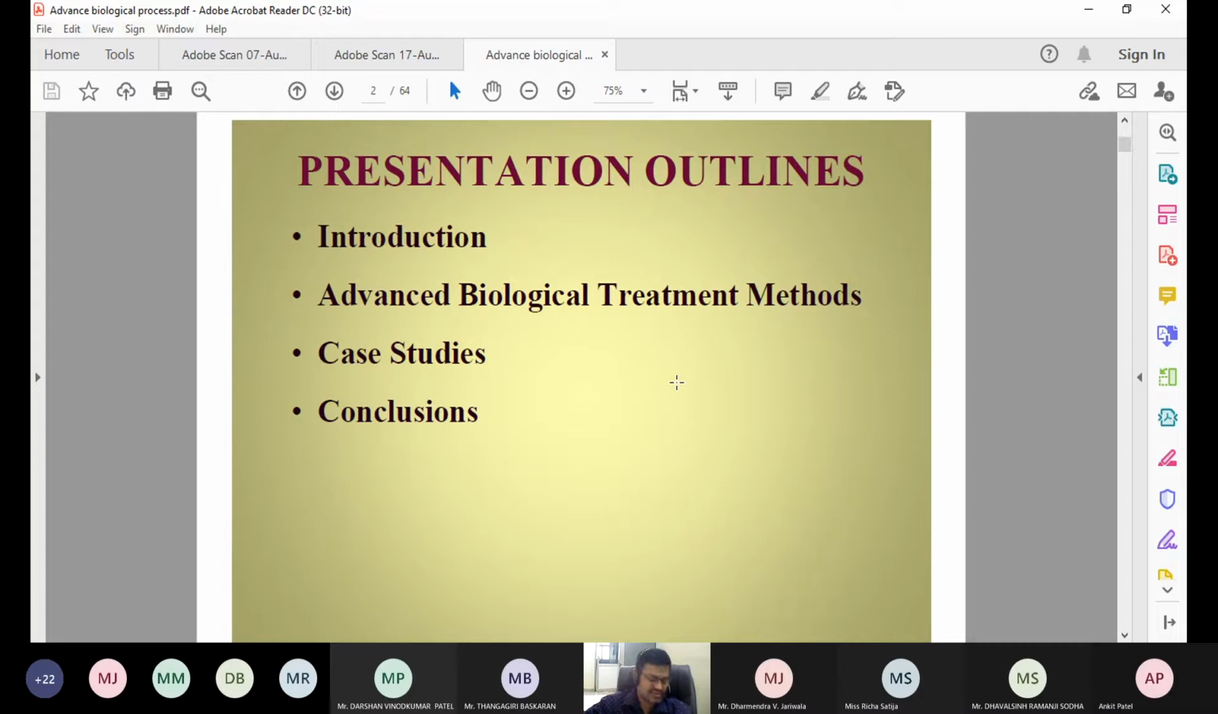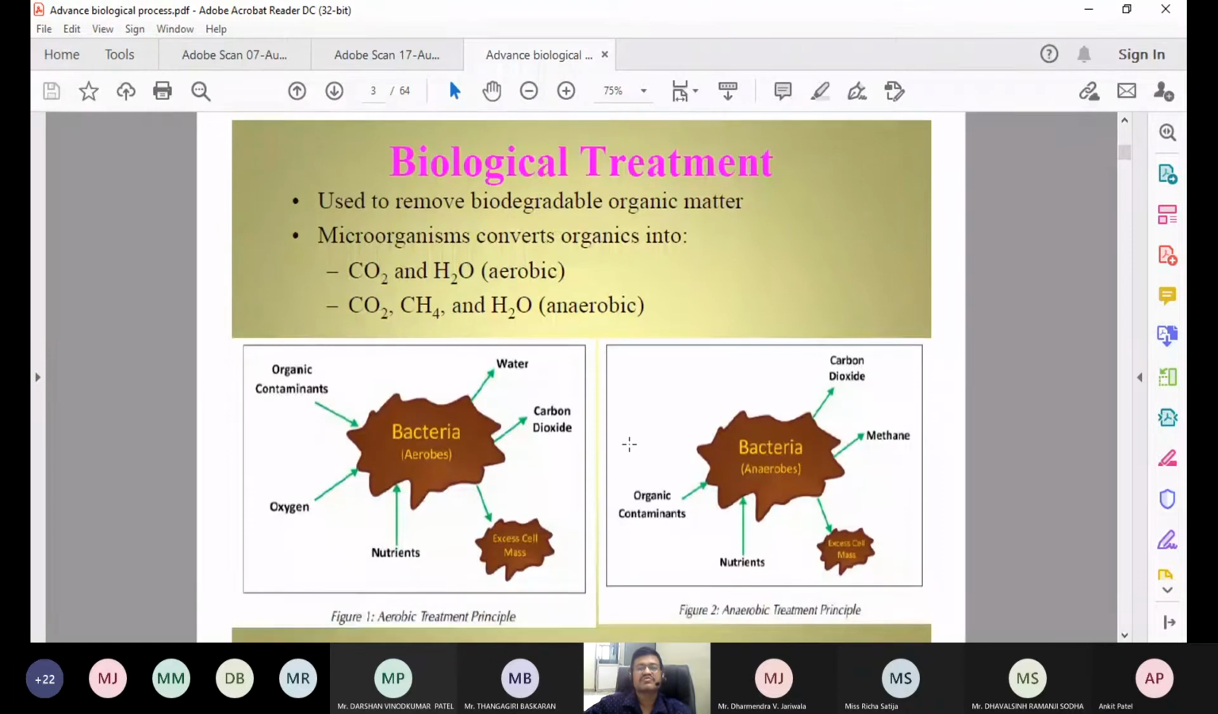So first we will see the introduction, then the advanced biological treatment methods which are available, and then we will see the case studies and then the conclusion. So first of all, biological treatment: why it is required and why it is done.